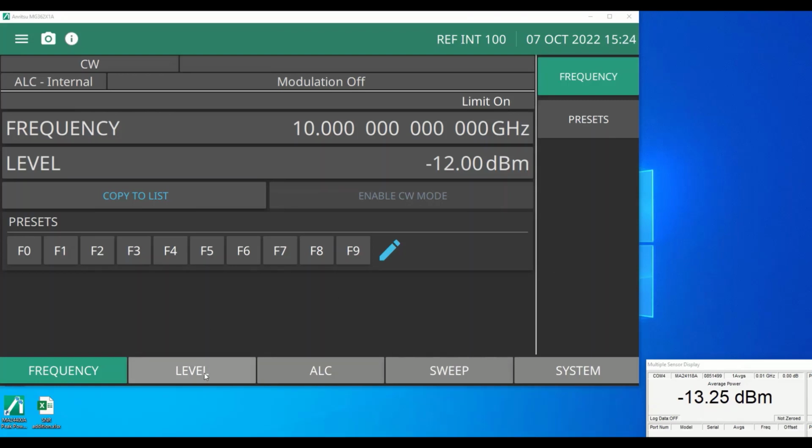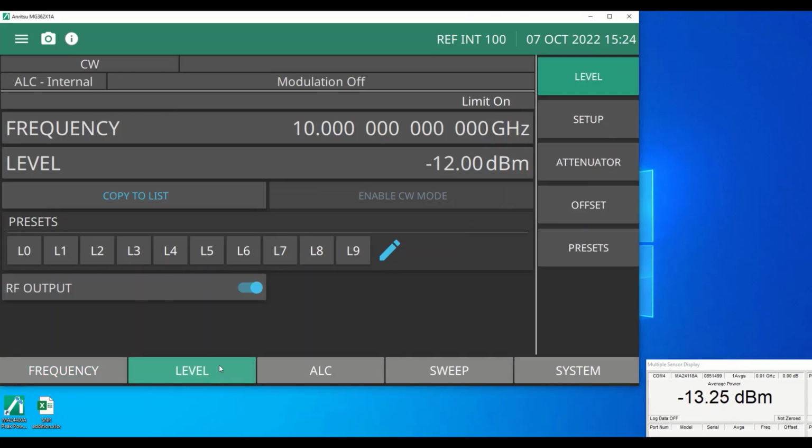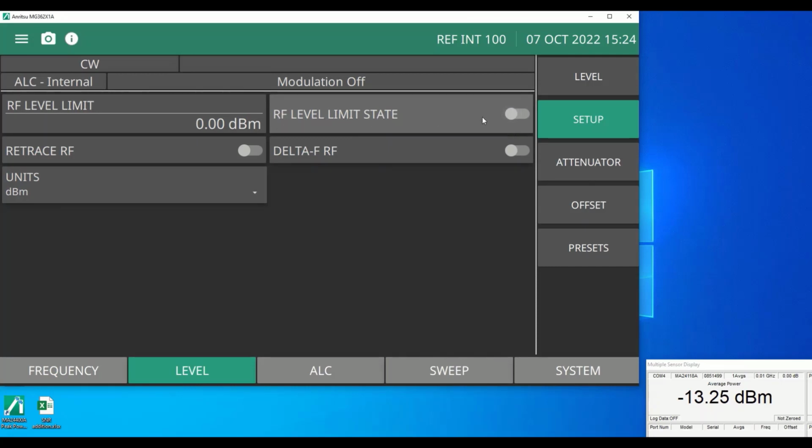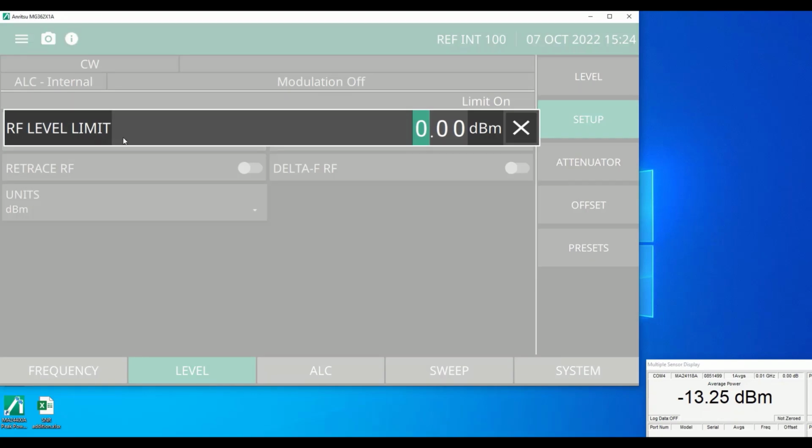Now, the feature that I want to demonstrate is called RF Level Limit state here. Usually in the default state, this RF level limit state is set off, set to 0, or it is in off state. But what this does is it limits the RF output to a specific level that you set here, which is called the RF level limit. So I'm going to switch this on now, and you can set this to whatever limit you want, maybe plus 5 dBm or maybe 0 dBm or whatever. So let's set this to say 5 dBm output.